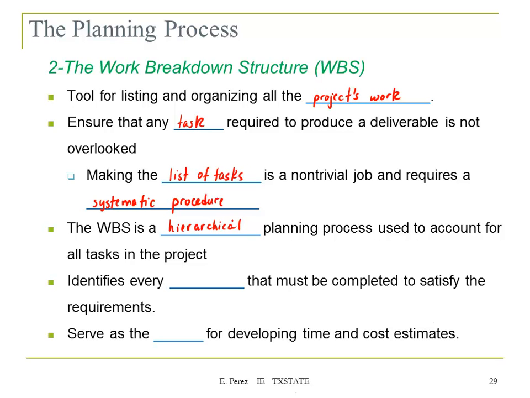Anybody familiar with object-oriented programming here? Programming with Java, programming with C++. So if you understand the idea behind object-oriented, that you're going to have an object and you're going to be doing some extraction from that object to make another object, so you're going to have this hierarchical structure to build your program. So that's basically the idea we're trying to follow with this work breakdown structure. So you're going to have the top, and from there you're going to split some of the tasks, and those tasks are going to be split, and so on until you get to the lower level. It identifies every activity that must be completed to satisfy the requirements and serves as the input for developing time and cost estimates.